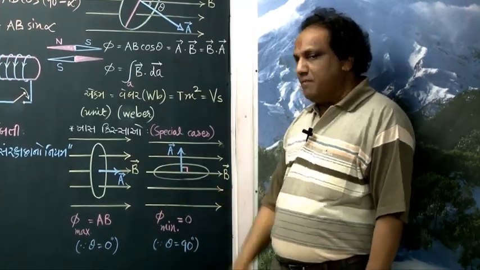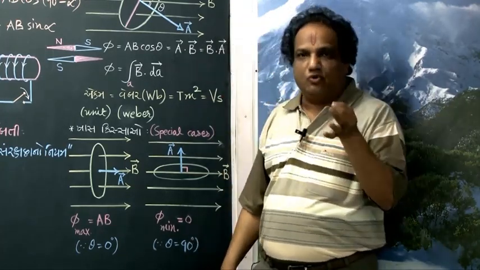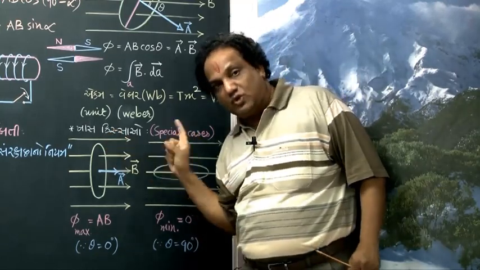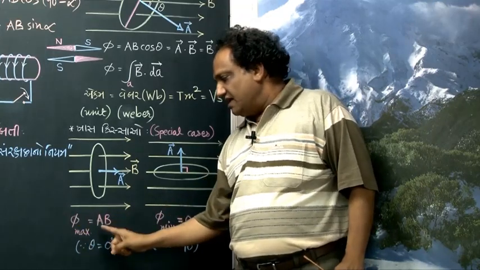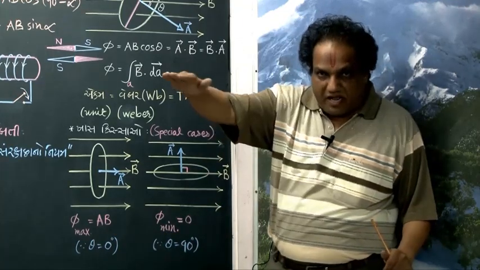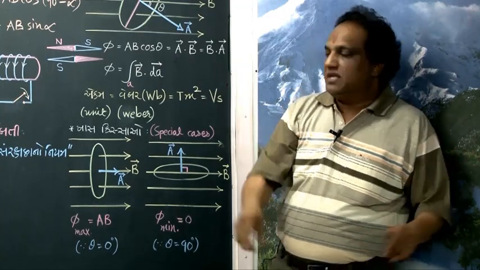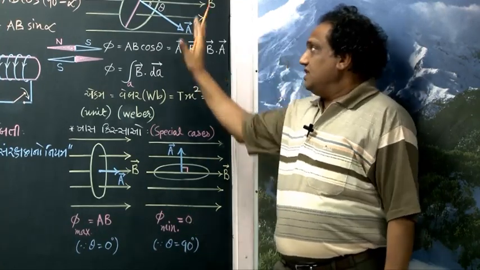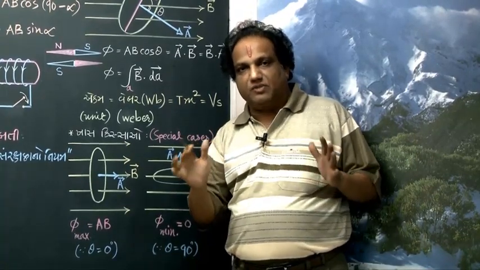Okay? So please remember, whenever any planar loop is perpendicular to uniform magnetic field, at that time maximum magnetic flux passes through it, and that maximum magnetic flux I have written here phi maximum, it is equal to A into B. Whenever the plane of the loop is parallel to uniform magnetic field, at that time no magnetic flux passes through it, that's why phi minimum equals 0. Okay? Now with this basic concept, we begin with the real content of the chapter.